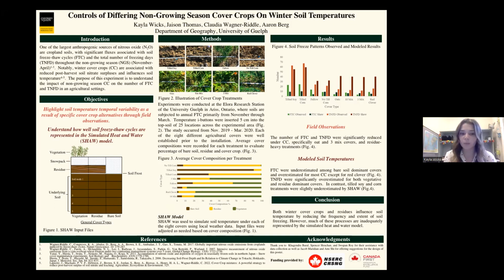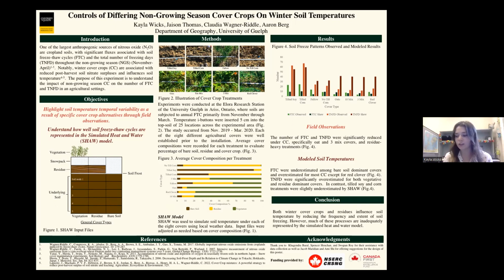The main objectives of this study were to highlight soil temperature temporal variability as a result of specific cover crop alternatives through field observations, as well as understand how well soil freeze-thaw cycles are represented in the Simultaneous Heat and Water model, or SHAW for short. And moving on to methodology, our experiment ran from November of 2019 to March of 2020, so a single non-growing season, at the Elora Research Station in Ontario.